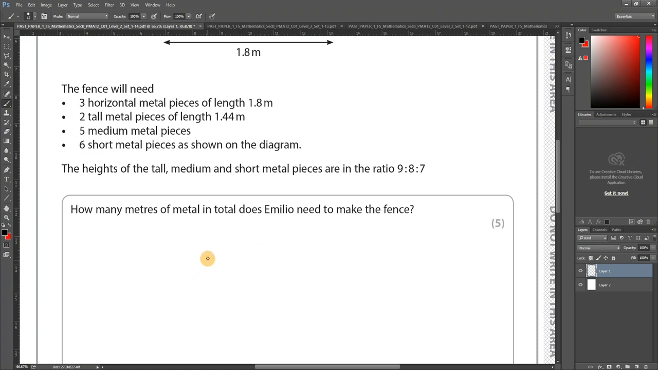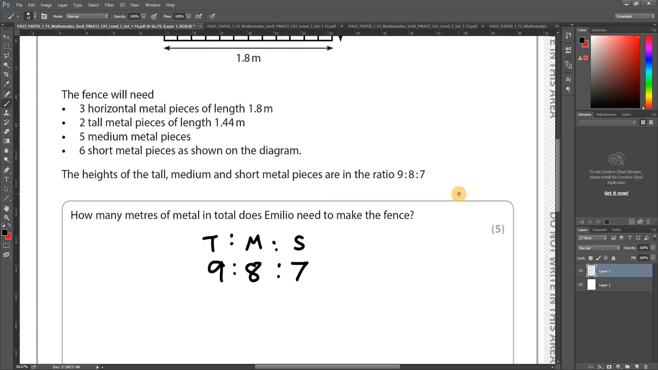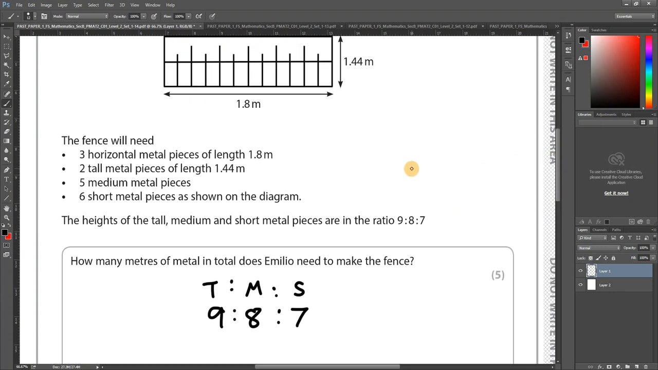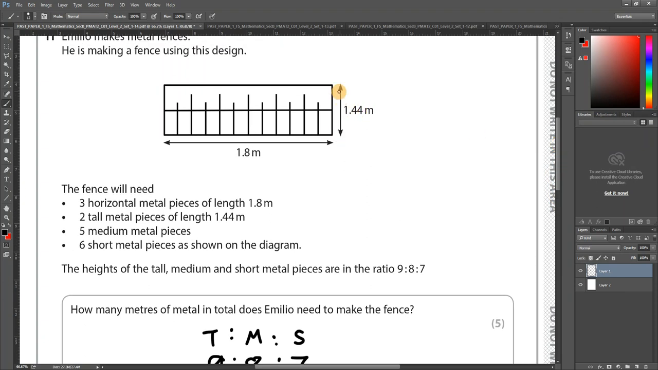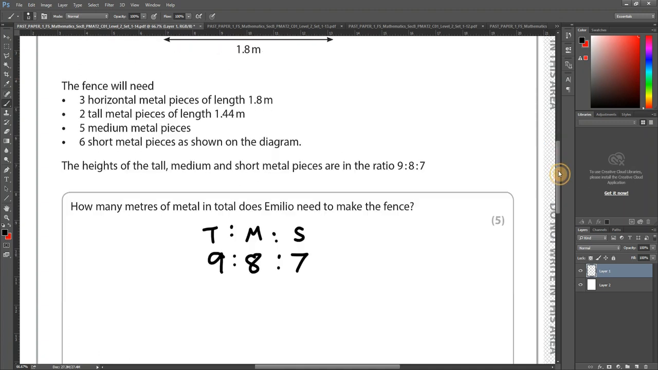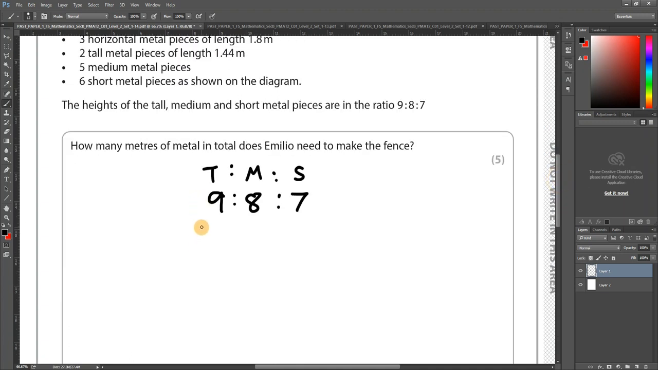So let's write this ratio down. 9 to 8 to 7. So that's tall to medium to short, in the order it's written. Obviously we don't know what the lengths of the medium and the short ones are. We do know the tall one though. The tall one is that one there, 1.44, so we can use that. That is going to be 1.44 meters there.